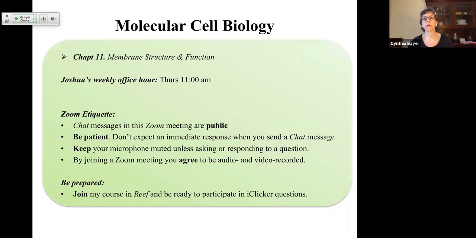We are going to start a new chapter today. We're going to be looking at our membranes, what our biologic membranes are made of, and what kinds of roles they have in the living cell.